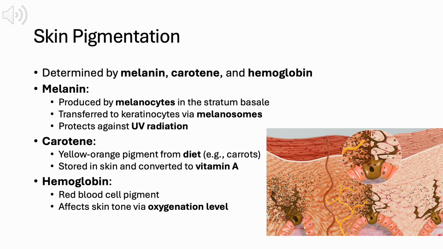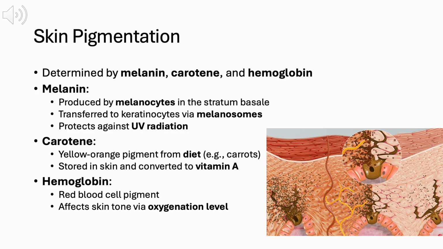Next, keratin is a dietary pigment found in orange and yellow vegetables. It accumulates in the skin and can give it a yellowish tint, especially in the palms and soles. Keratin is also important for producing vitamin A, which supports vision and skin health.